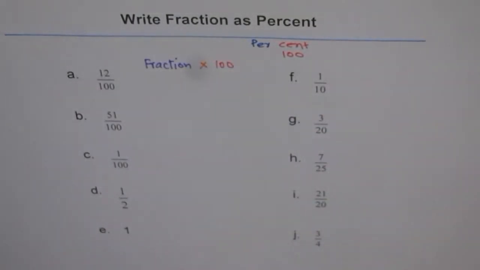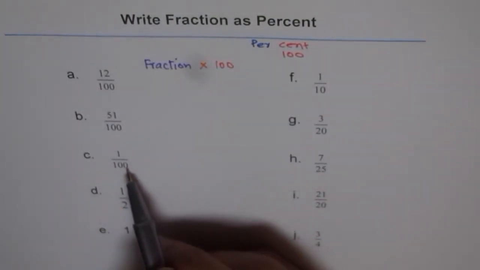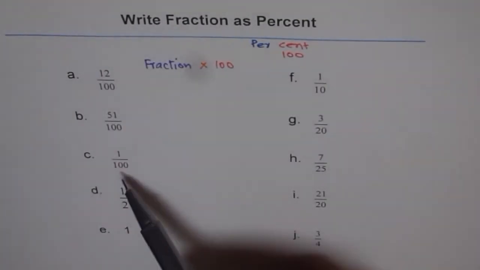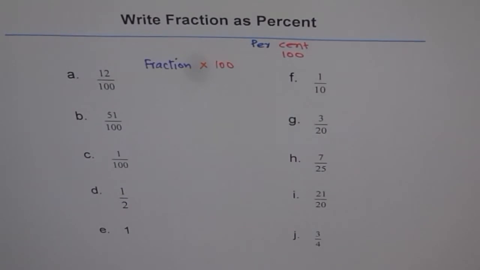So one way is to make your denominator 100, because percent is something over 100, something per 100, right? That is one way of doing it. The second way is to use your calculator, multiply the fraction by 100 to get percent. Okay, try both ways and see. Let me show you some.